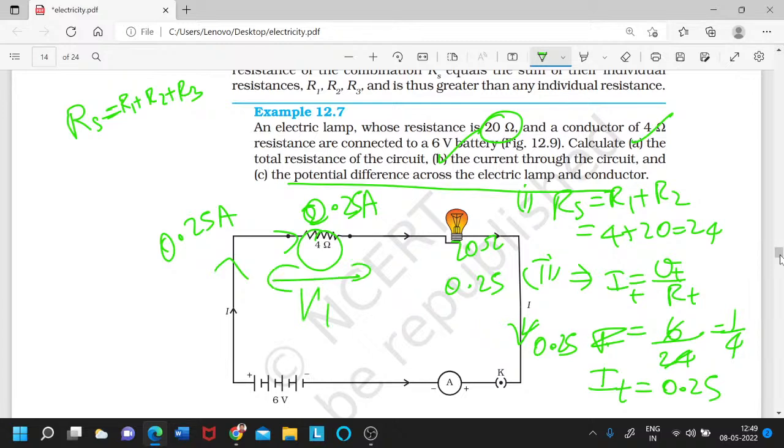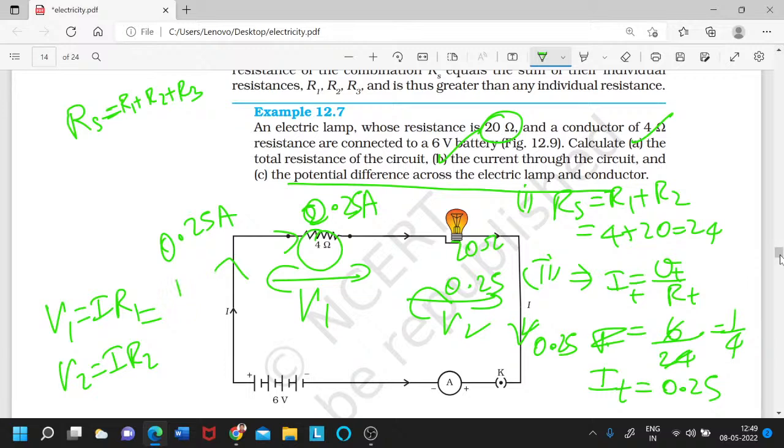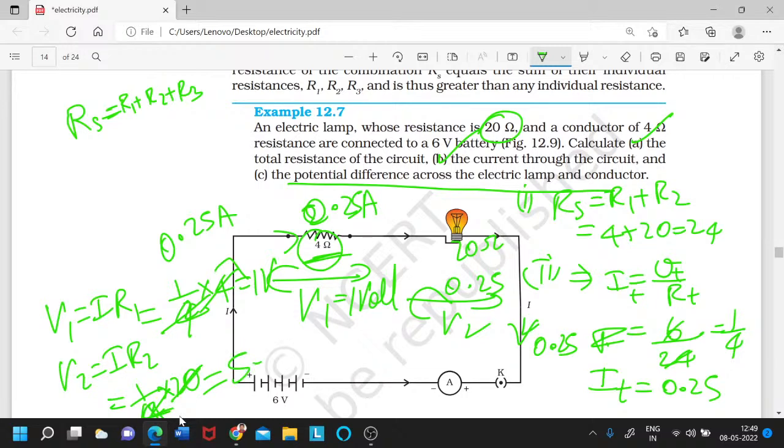Now, next thing, the voltage across each lamp, V1 and V2. In series the current is constant. V1 is equal to I R1, V2 is equal to I R2. I is how much? 0.25. R1 is 4. So 1 by 4 times 4, we get 1 volt as V1. V2 is 1 by 4 into 20, R2. We'll have 5 volt.